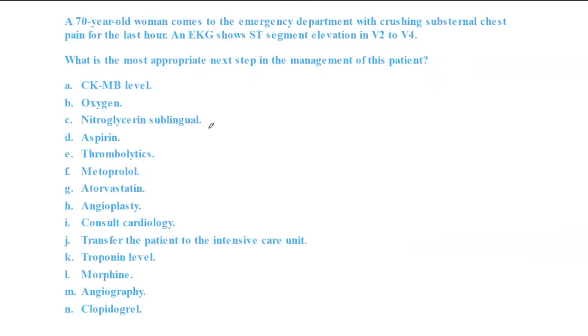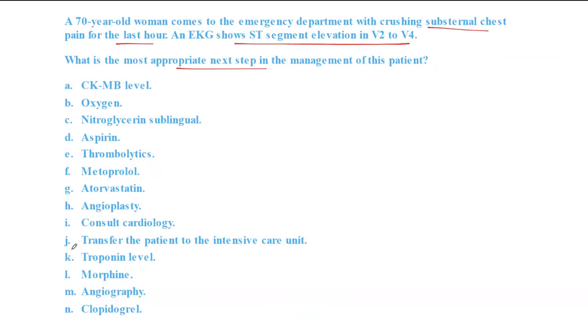One of the important questions that I wanted to ask you, so look at this question. A 70-year-old woman comes to the ED with crushing substernal chest pain for the last 1 hour. ECG shows ST segment elevation in V2 to V4. What are you going to do next? So you've got an ST elevated AMI patient. What's going to be your next step?